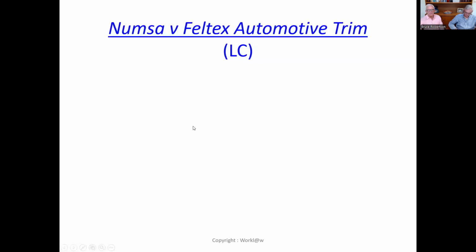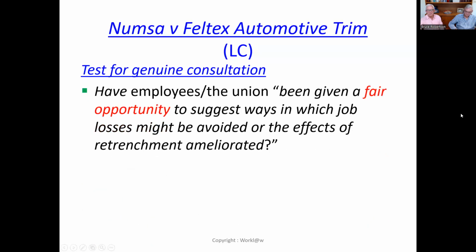It's a NUMSA case, Labour Court judgment, and the test for genuine consultation in this case was, had the employees and the union been given a fair opportunity to suggest ways in which job losses might be avoided or the effects of a retrenchment ameliorated. So that's a judgment on this issue. Again, it obviously depends on the facts of each case.